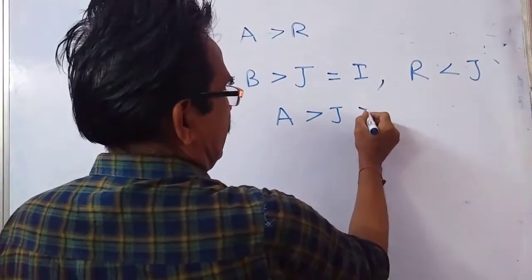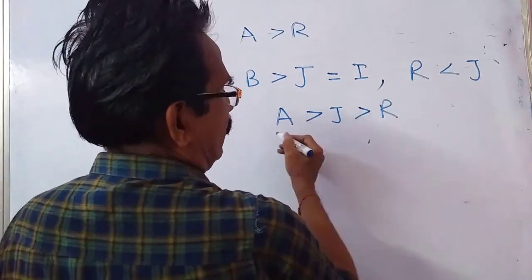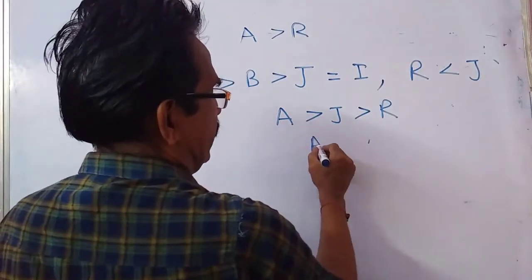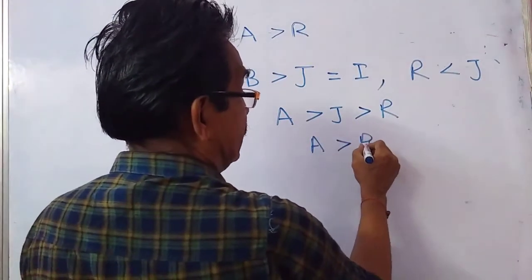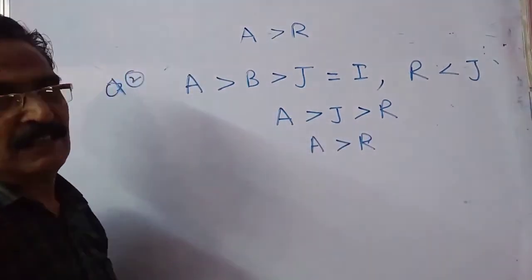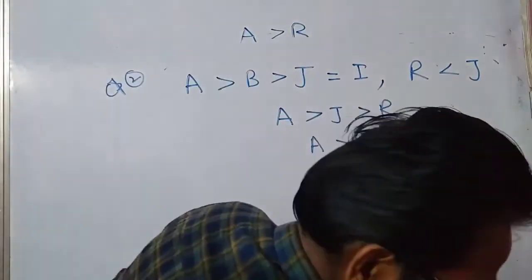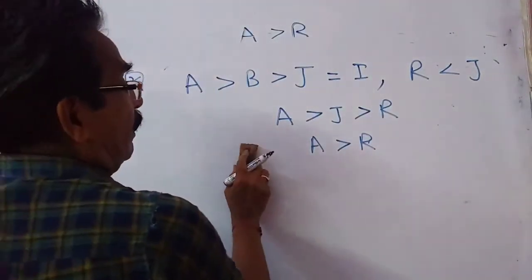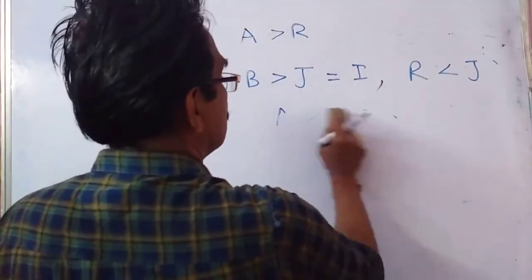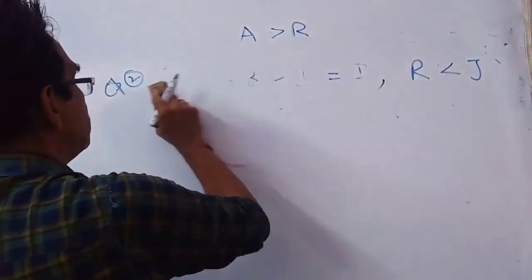Here J greater than R. So combining these two relations, we are getting A greater than R. Combining these two, we are getting A greater than R. But we want A greater than R does not hold good. So the second option is not correct.